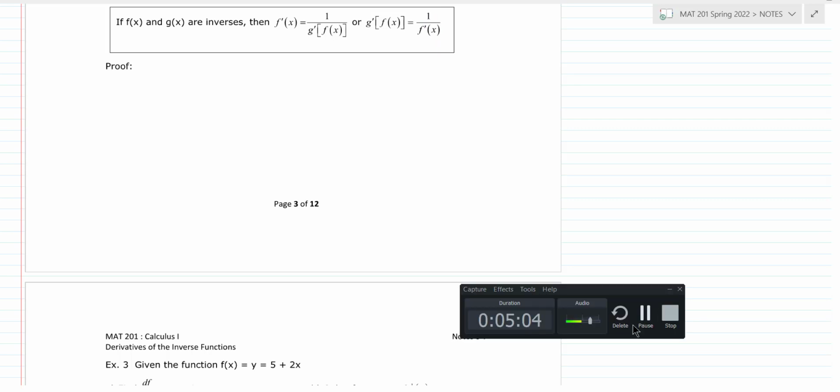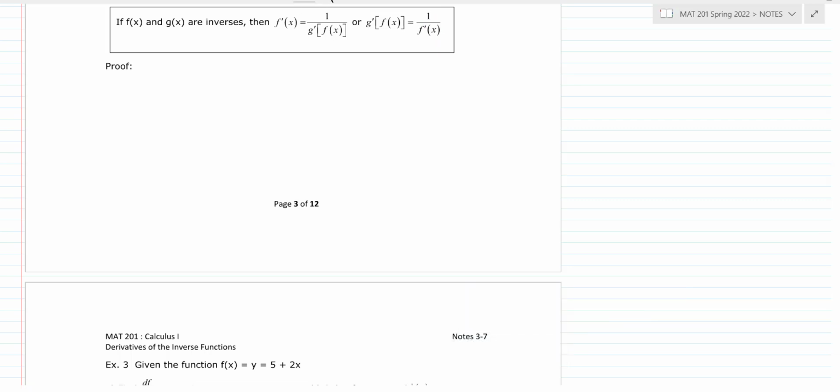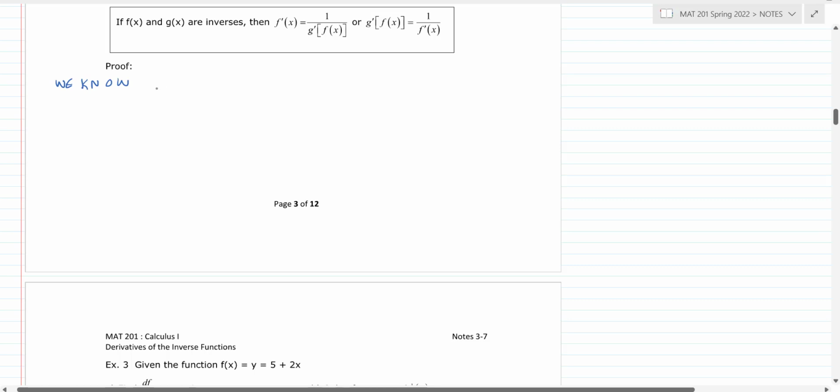So I'm going to go through and derive that formula. To begin with, since these are inverses, we know that g of f of x would be equal to x. If we do a composition of functions, g composed with f, we get x, and if we do it in reverse, f composed with g, we also get x. This is a fact that we know.